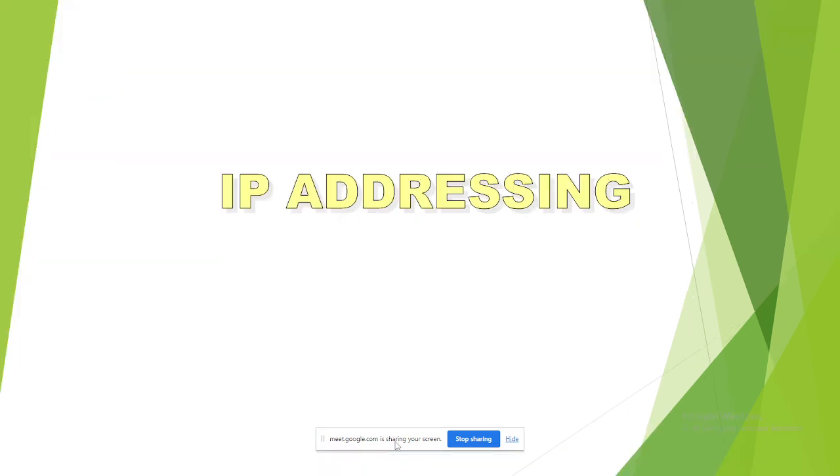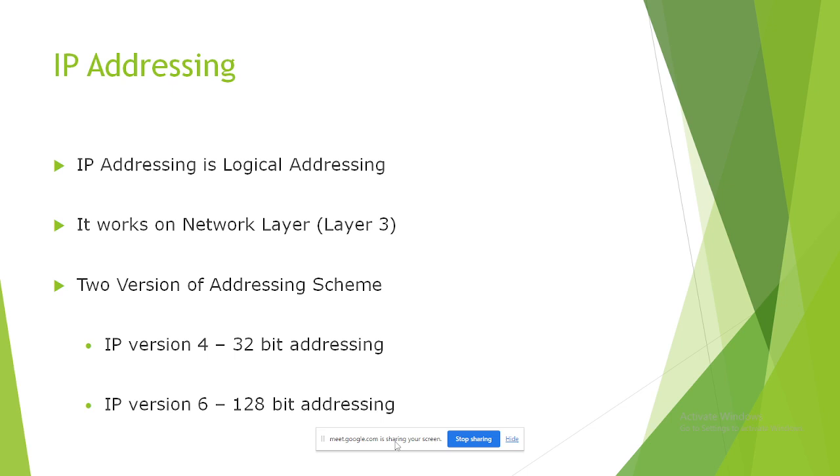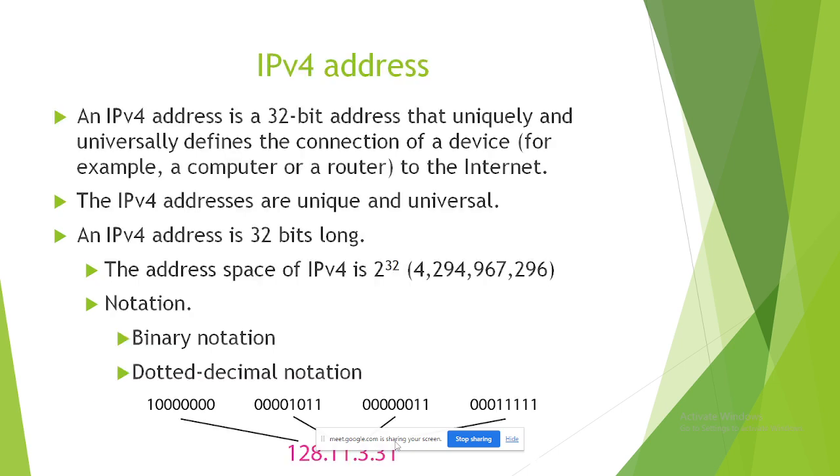So today we are discussing IPv4 addressing. IP addressing is the logical addressing. It works at the network ID, a layer 3 protocol. It is a version of addressing scheme. The versions are two types: one is IPv4 addressing and the other is IPv6 addressing. IPv4 is 32-bit addressing and IPv6 addressing is 128-bit addressing.